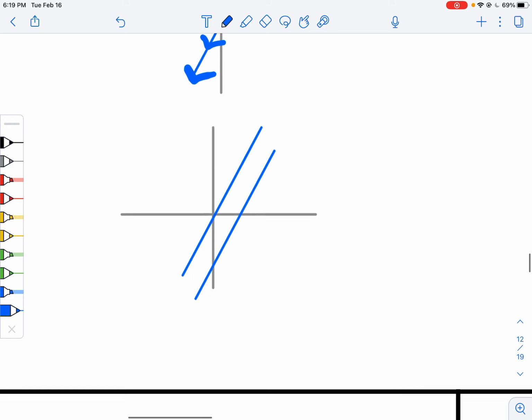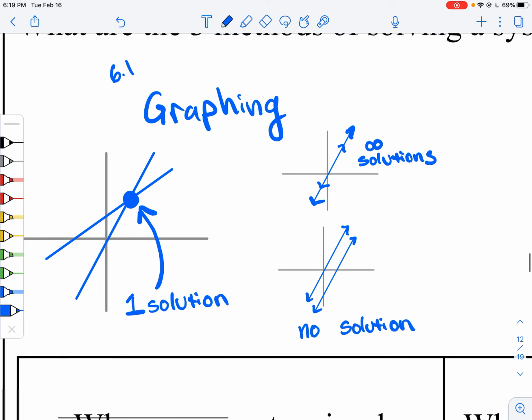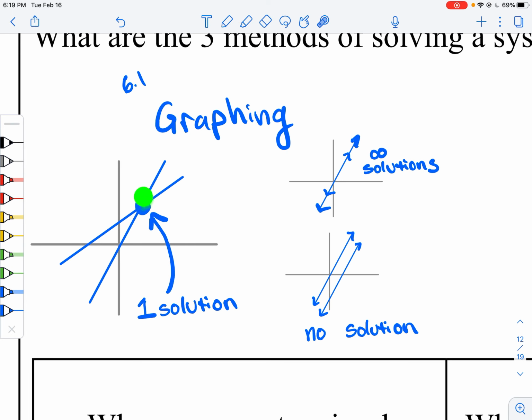And finally, when we graphed two lines and it turns out these guys are parallel, there is no solution to this system of equations because there is no point that lies on both lines.